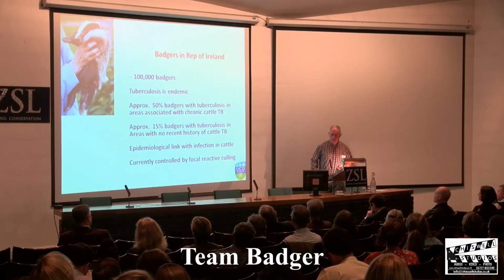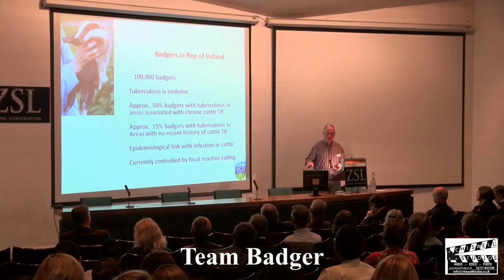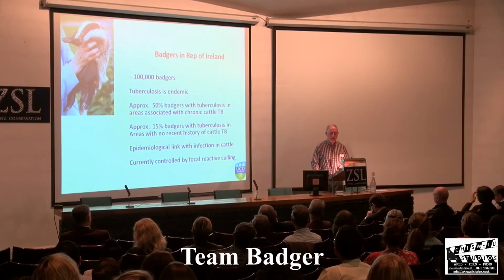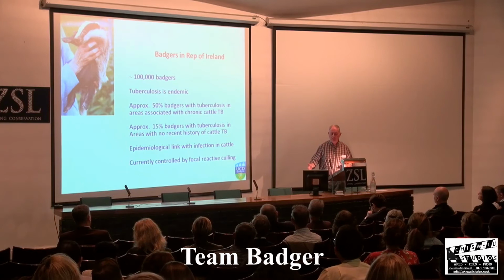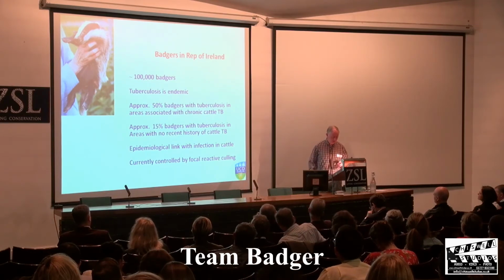And as you'll be well aware, part of our program currently is to control by focal reactive culling of the badgers. In other words, this is triggered by breakdowns in cattle and tends to be concentrated in those areas where you have chronic cattle TB. They're the areas where we issue licenses to remove the badgers, and it's in those badger populations that we find the highest level of tuberculosis. In general, over time, we can tend to clear up those areas of TB by that reactive culling and by diligence with the testing, including the gamma interferon testing in the cattle.